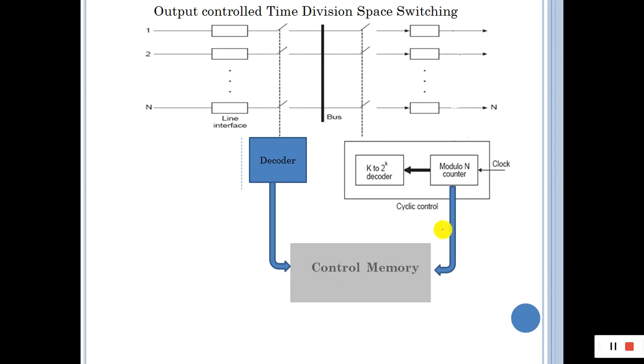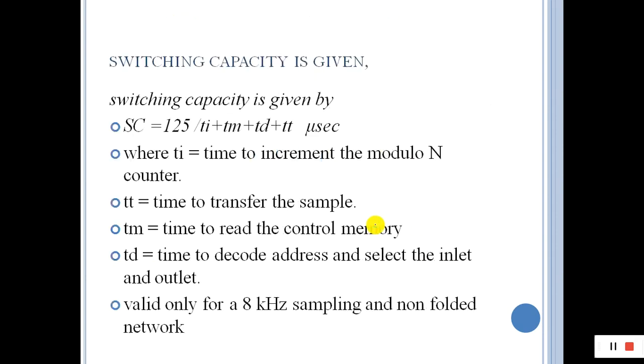In this one, the locations of inputs are stored in the control memory, at which inlets the outputs will go. So they are controlled this way. So it was all about the two systems of time space switching.